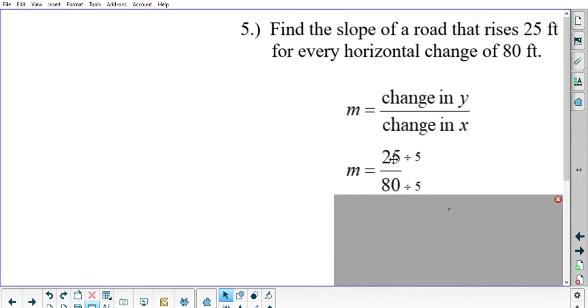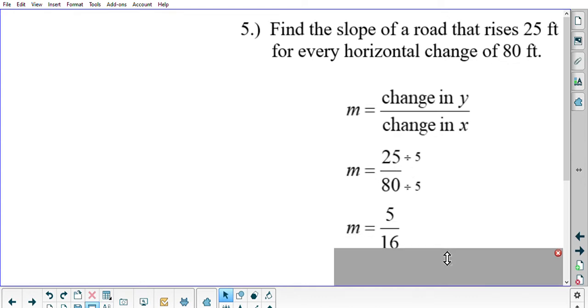Now, both 25 and 80, they have a greatest common factor of 5 for those of you not using a calculator, and so that would reduce to 5/16. Again, you do not necessarily have to show what you're reducing by. I'm not going to lose sleep if you didn't show that, but I do want you to show the work of what your original fraction was before you reduce it. That piece of work I should always see. All right, so that's the answer for number 5, 5/16.